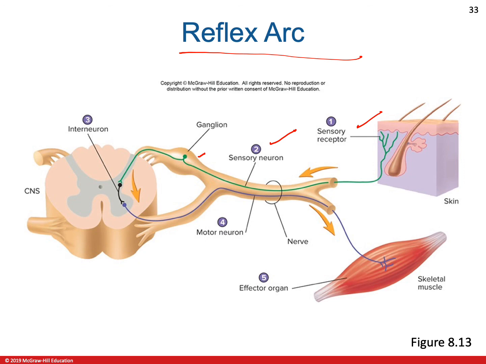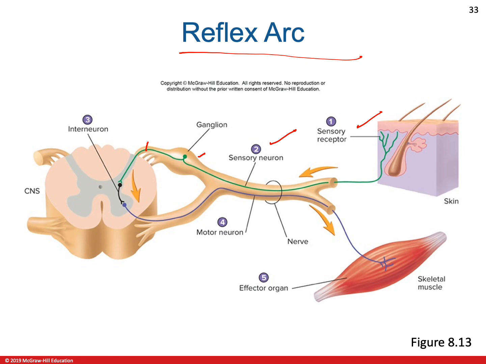So this is your sensory neuron, and it synapses to the interneuron. The interneuron synapses to the motor neuron, going back to the effector organ via your nerve. Call that nerve. It is in the periphery. Then you have your skeletal muscle as the effector organ.